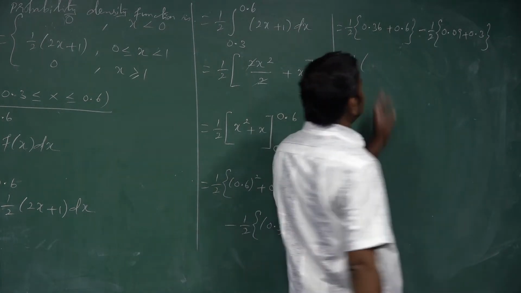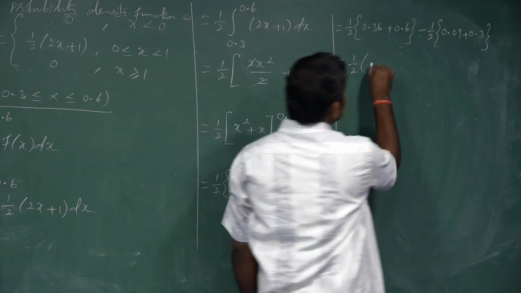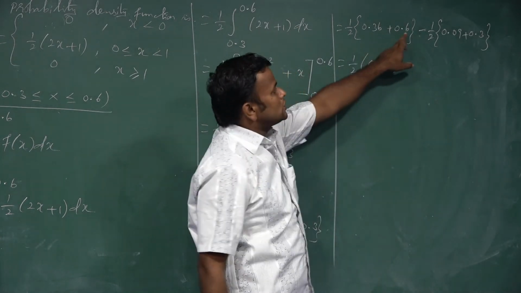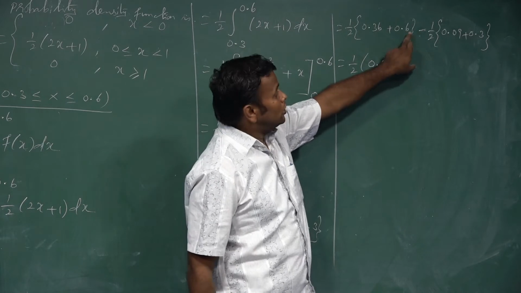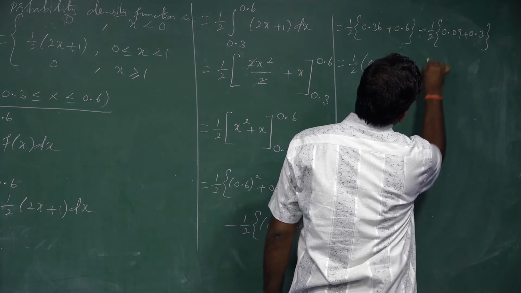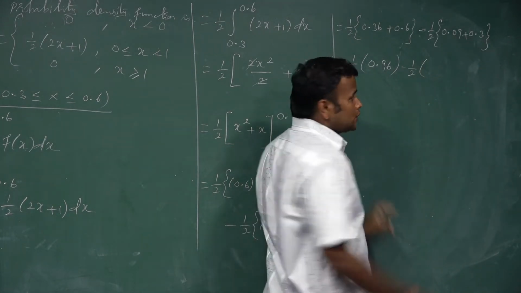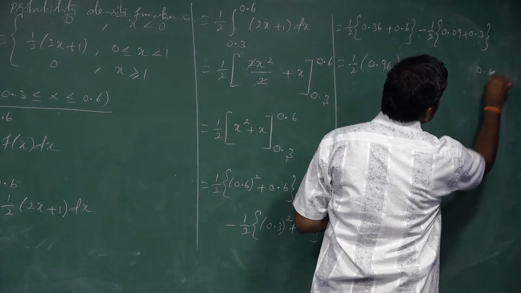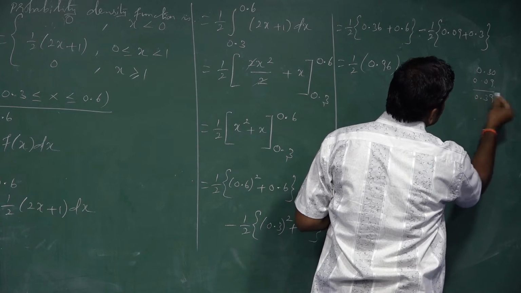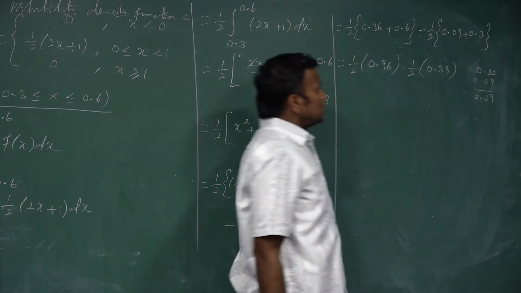1 by 2 of, what is the value of 0.36 plus 0.6? Is 0.96. Actually it's 60. 6 is nothing but 60. 60 plus 36, add we get 96. Minus 1 by 2 of 0.09 plus 0.3. That means 0.30. 0.09 is 0.09 plus 0.30, so 0.39.